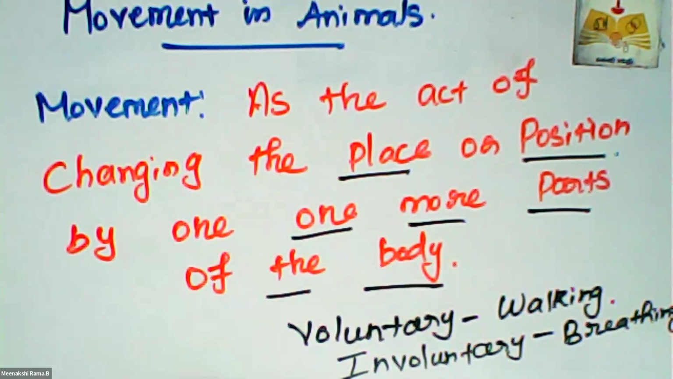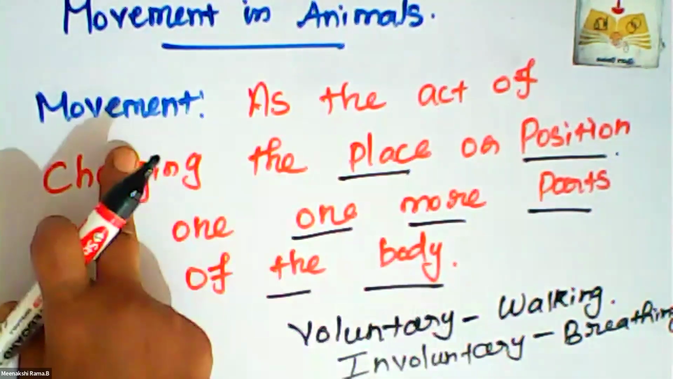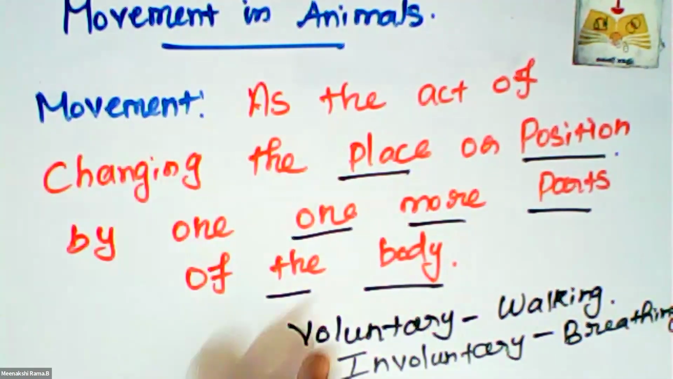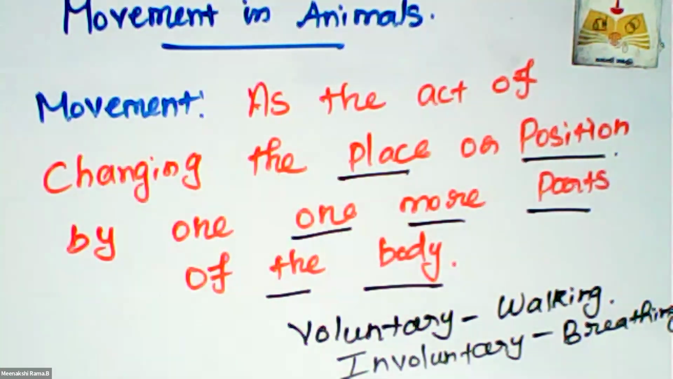Voluntary actions are walking, running, jumping. Who decides these kinds of actions? We ourselves. These are external actions. Breathing is an internal action of our body, that is an involuntary action. So movements are in two ways: voluntary actions and involuntary actions. Voluntary action means external parts of our body, like walking, running, jumping, sleeping, eating. Involuntary means breathing and thinking, like that.